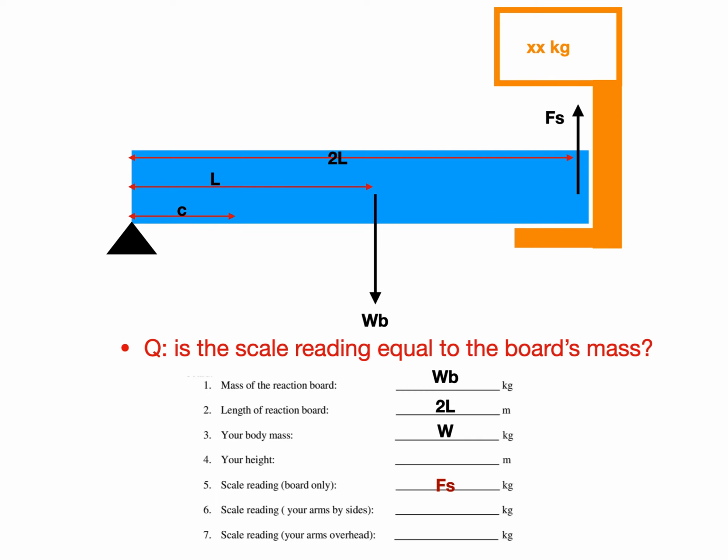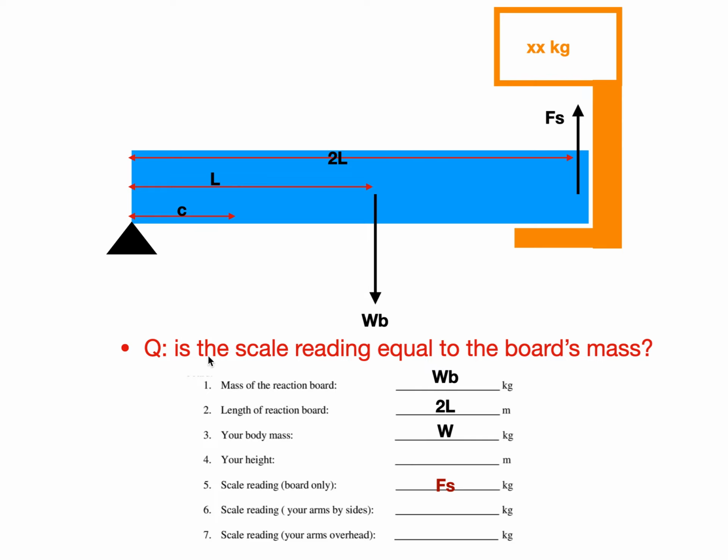Okay, so next step, actually, the scale reading is always changing. Remember that. So it's not a fixed number, and it depends on the situation and also on the subject. So the first is scale reading with board only. So this is the situation. With board only means there is no human lying on it. And we got Fs here by the scale reading.